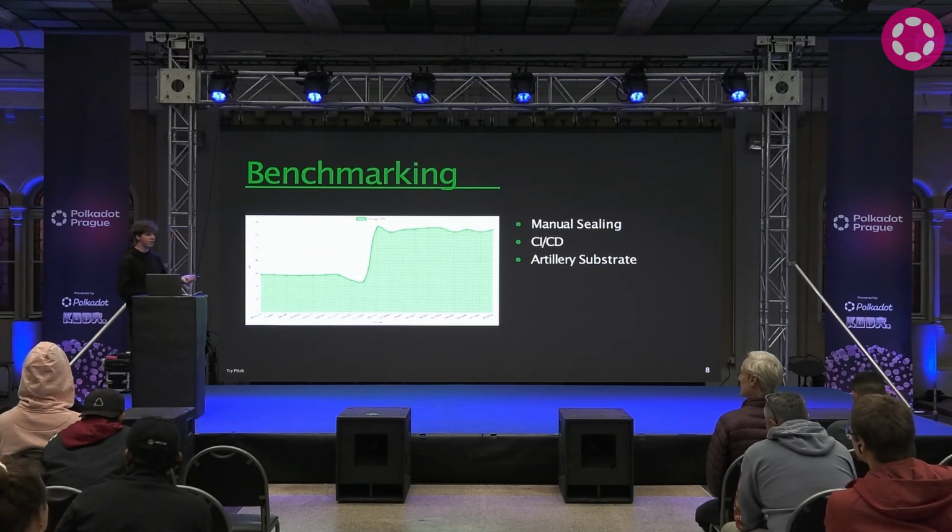So if you're building a chain and want to add benchmarking in your CI, we also have average extrinsics per block and a lot of other cool metrics. Just take a look at the repo and you will find everything.